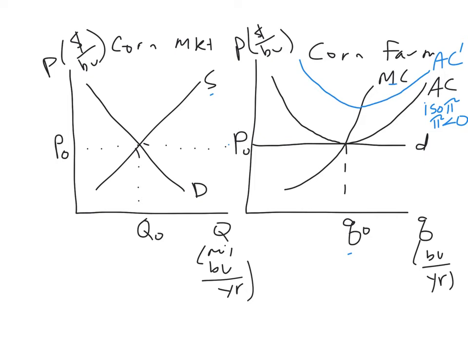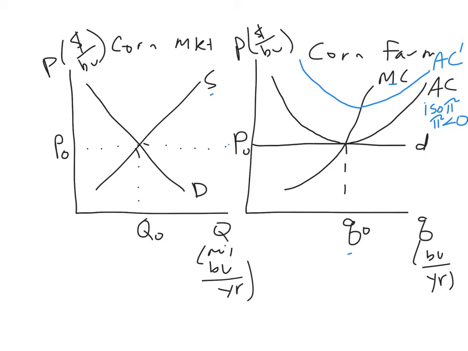What's going to happen in the long run? Well, firms are losing money. In the long run, some of those firms are going to leave the market. Maybe they go become accountants. That's actually a big thing. People that used to make their living on farms now do other things.